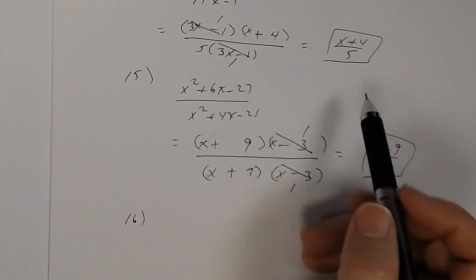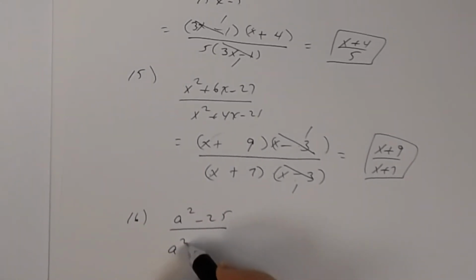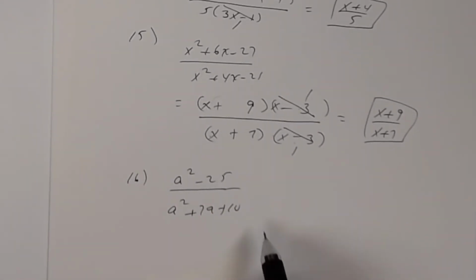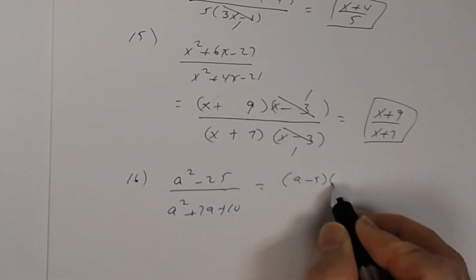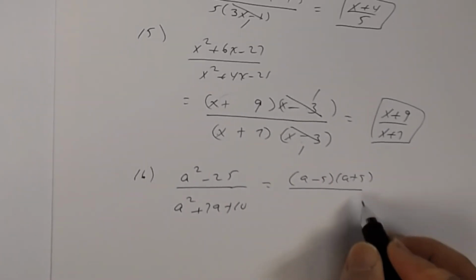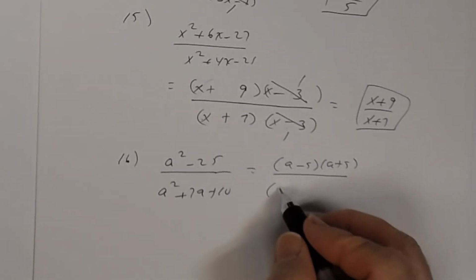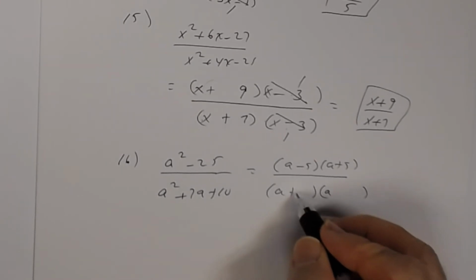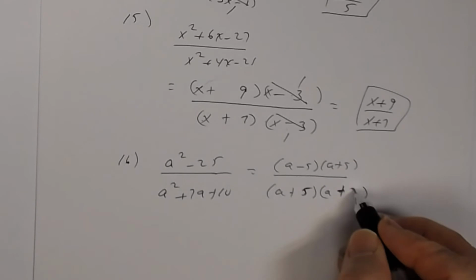All right, so 16, same thing. You're going to simplify this rational expression. You have a squared minus 25 divided by a squared plus 7a plus 10. All right, so the numerator is the difference of two squares. So I'm going to factor this as a minus 5, a plus 5. The denominator I can factor, that's an easy one because they're all positive signs. I can factor this as, let's see, 5 and 2. So a plus 5, a plus 2.